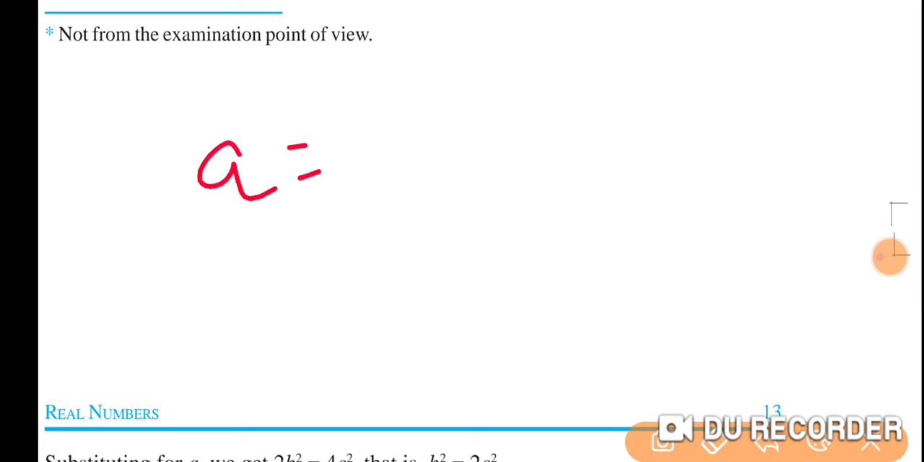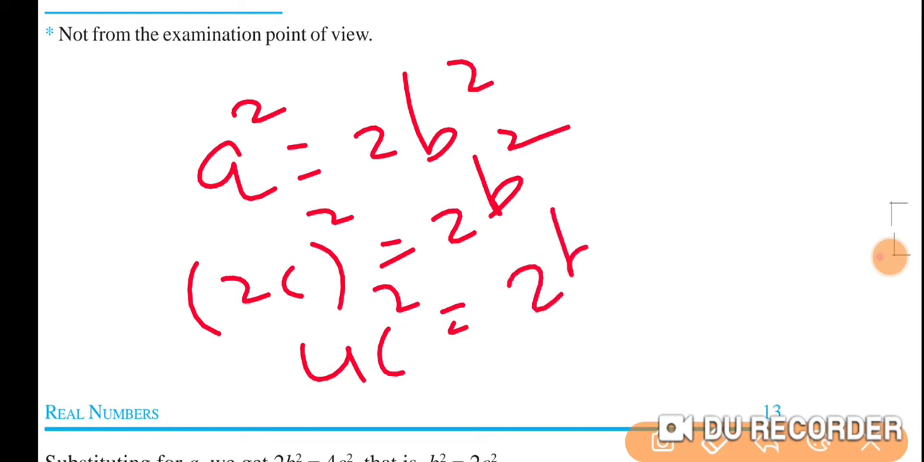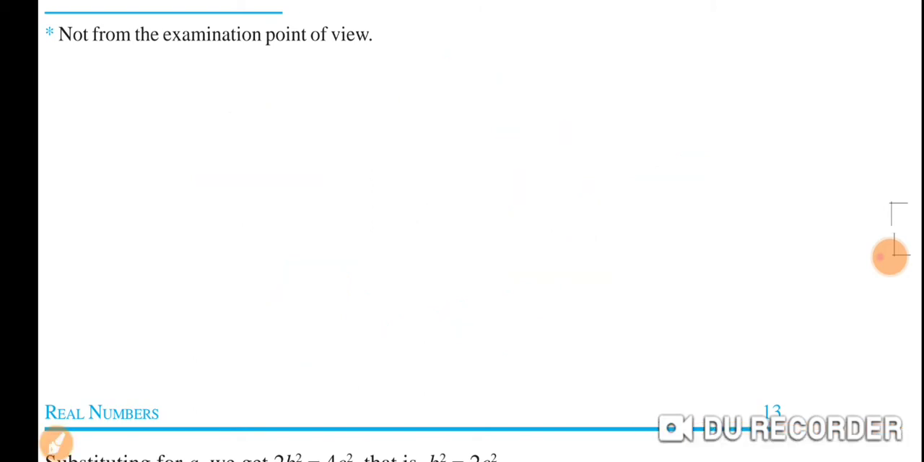So you have earlier written that A square is equal to 2b square. This is written over here. And now you are assuming what? A value you are assuming to be 2c. So you put 2c whole square is equal to 2b square. So you will get 4c square is equal to 2b square, or 2c square, sorry, I made a mistake, I erased the whole thing, I'll rewrite it again.